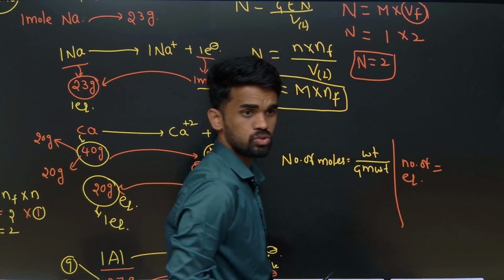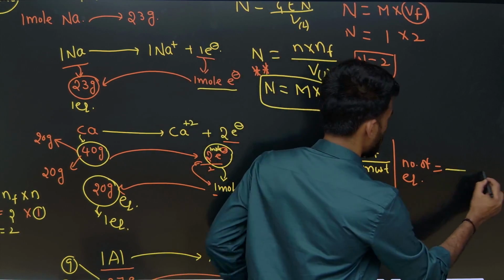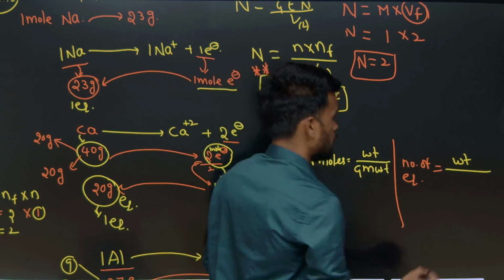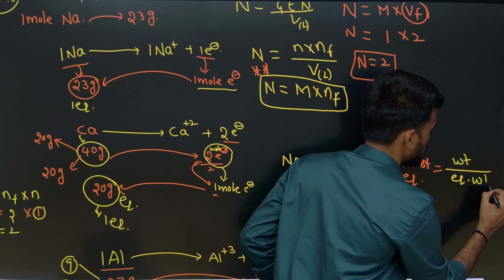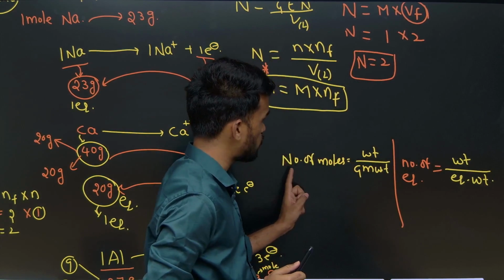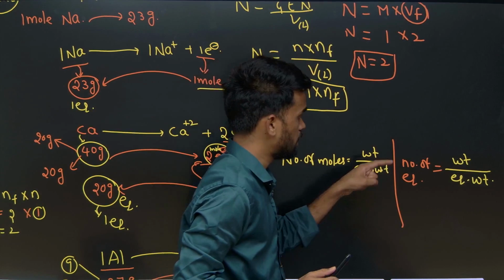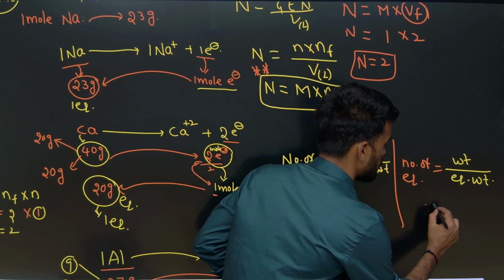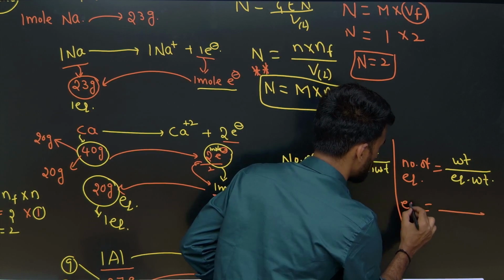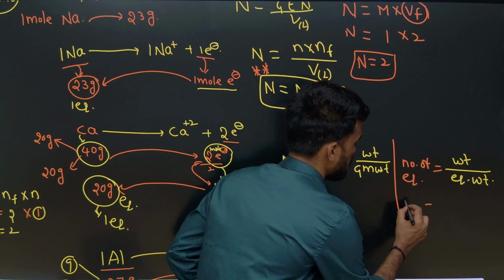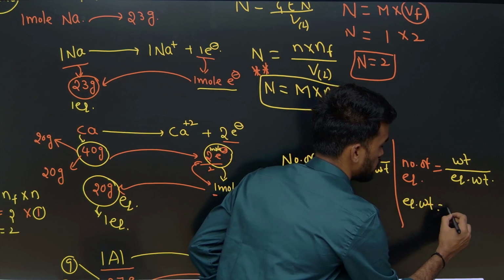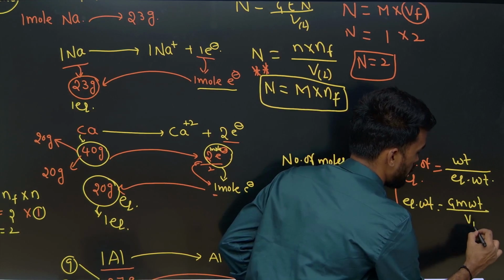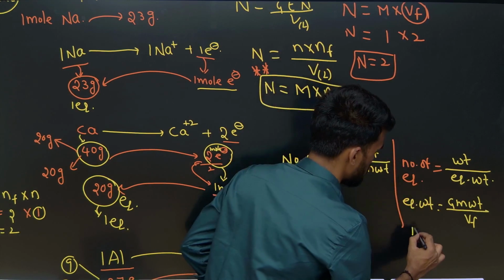So when it comes to equivalents, the number of equivalents equals, how do we write this now? Same, weight by, but instead of gram molecular weight, we should say equivalent weight. So what is the difference here? Number of moles equals weight by gram molecular weight. Here, number of equivalents equals weight by equivalent weight. So how do we write this equivalent weight again? Equivalent weight equals gram molecular weight divided by its valency factor.